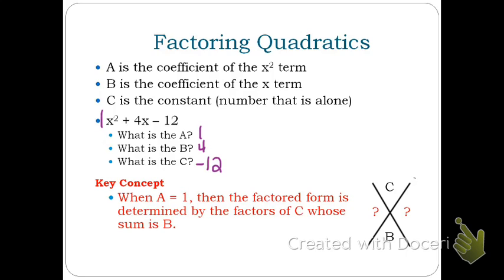So the key concept here is that when A is equal to 1, like in this example here, then the factored form is determined by the factors of C, so two numbers that are multiplied together that equal C, whose sum, which means if we add them together, equal B. We're going to use this X method to help us find those two numbers, those two factors.